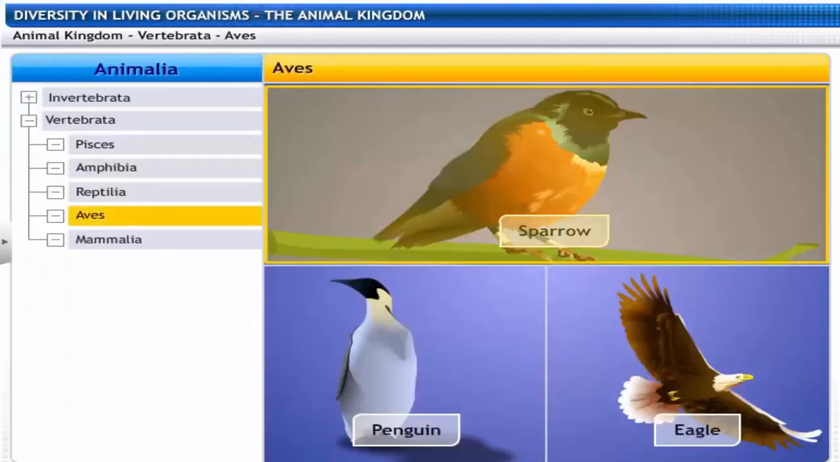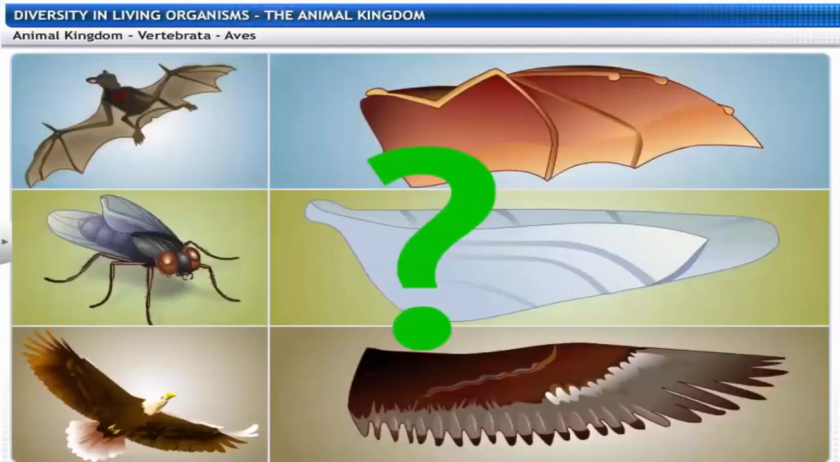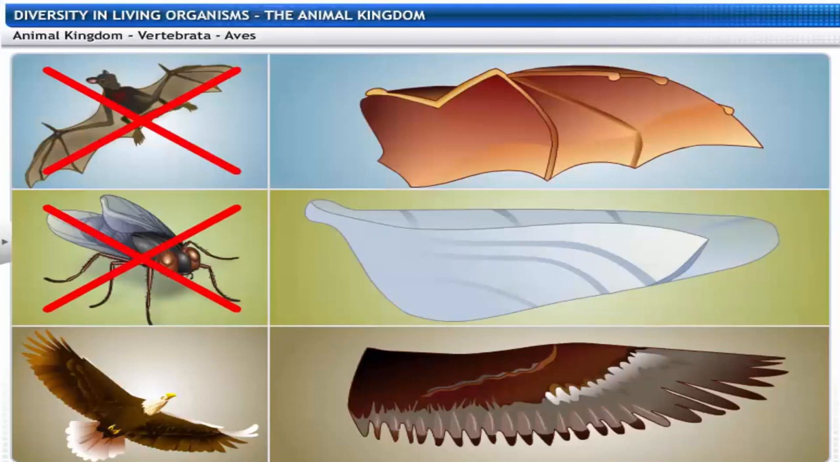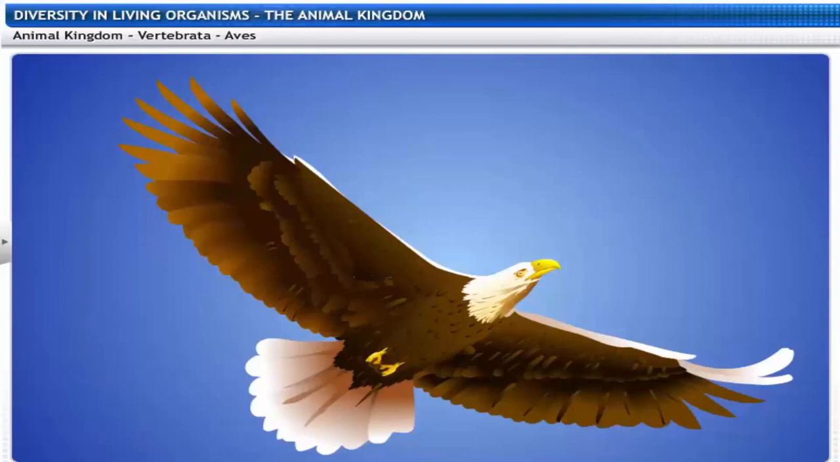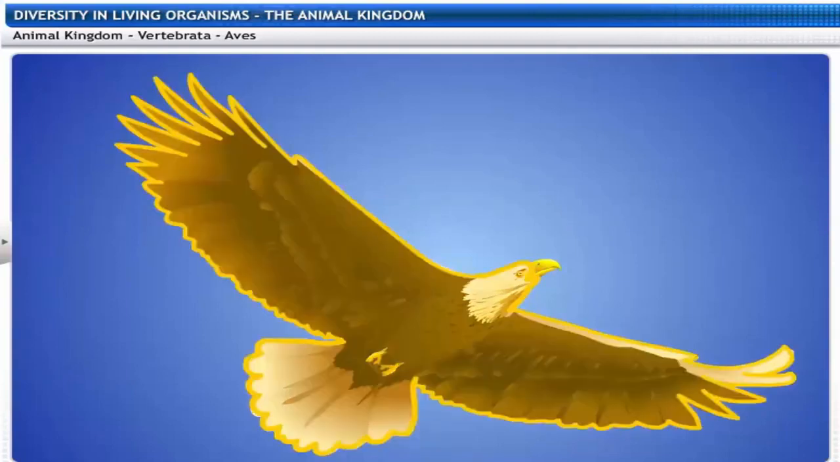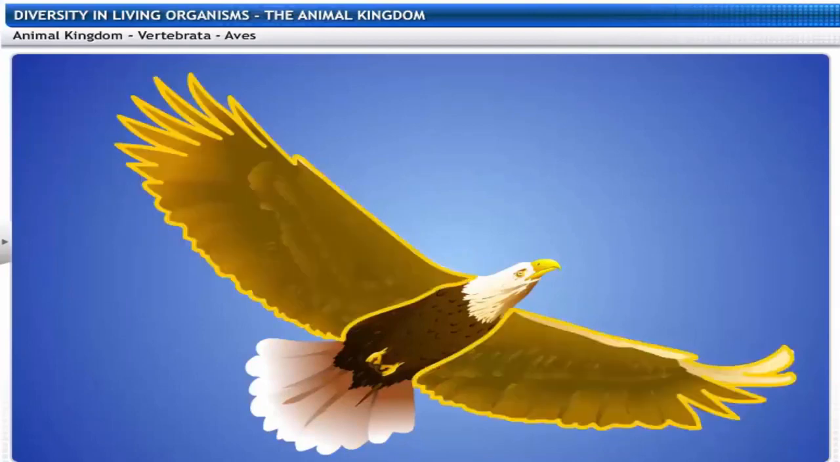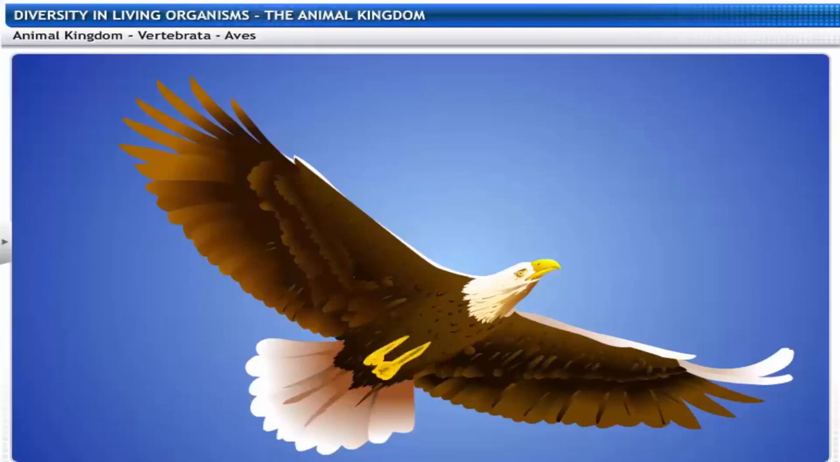All birds like sparrows, penguins and eagles fall in the aves category. Do you think having wings makes an animal a bird? Bats and houseflies have wings, but they are not birds. So animals are classified as birds only if they have feathers. Their forelimbs are modified into wings with feathers and bear 3 clawless digits, and their hind limbs are strong and developed for walking.